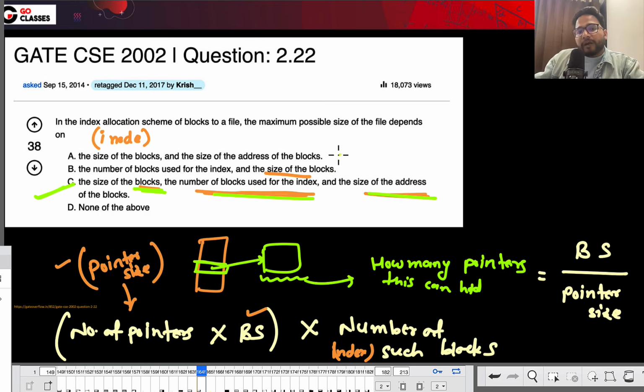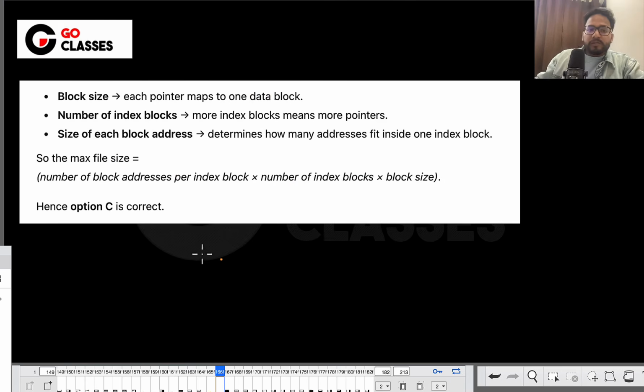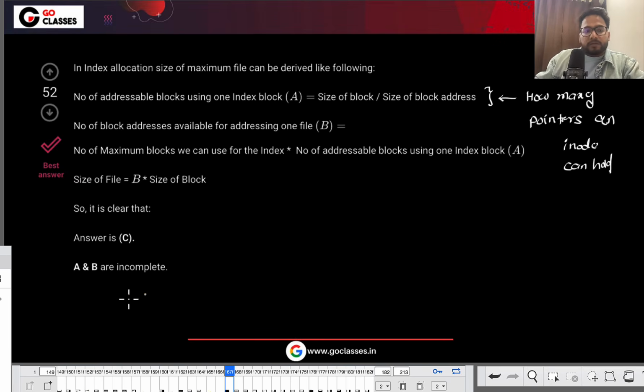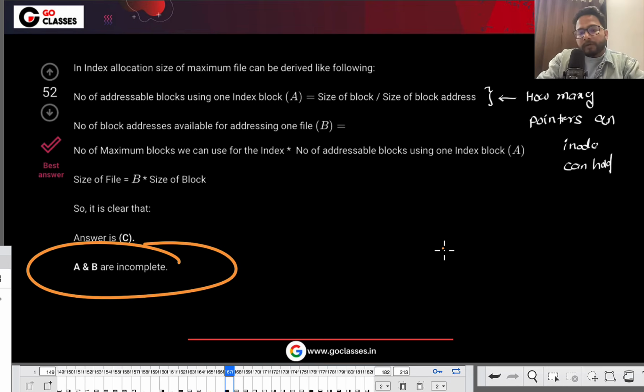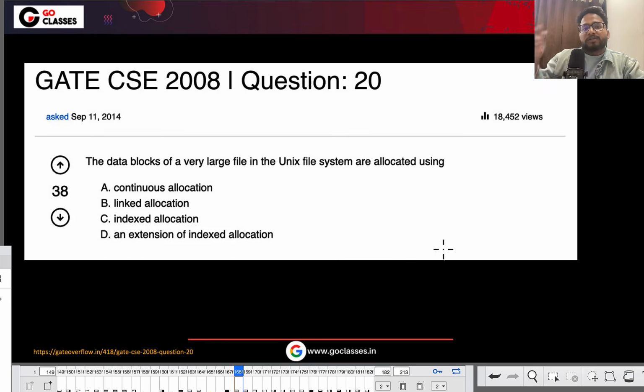A and B are kind of incomplete. A says size of the blocks, yes, that is true, and pointer size, yes, this is true. But the number of index blocks is missing in A. In B, they are writing number of index blocks, size of the block is okay, but pointer size is missing. So C is complete. That's why C is the answer, hence option C is correct. A and B are incomplete here.